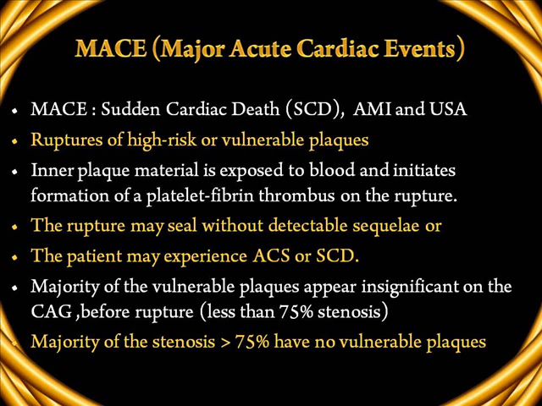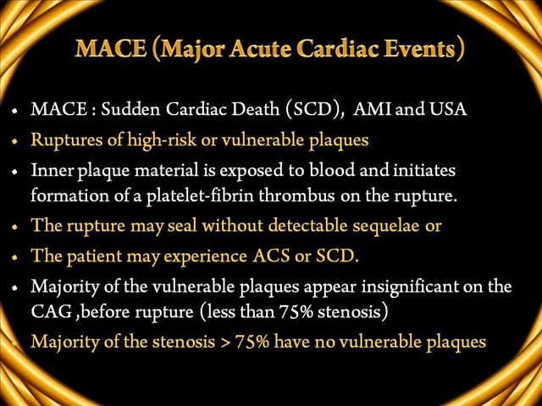Rupture of high-risk or vulnerable plaques is the cause. The inner plaque material is exposed to the blood in the coronaries, and that initiates the formation of a platelet-fibrin-rich thrombus on the ruptured site. The rupture may seal without any detectable sequelae, or the rupture may invite thrombus formation with total occlusion of the coronaries, and the patient may experience acute coronary syndrome or sudden cardiac death.